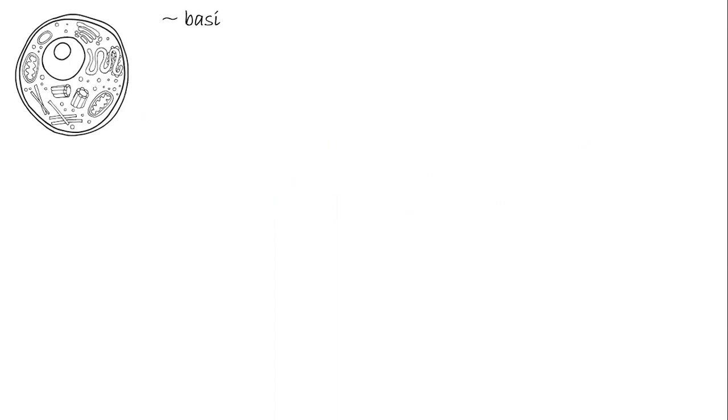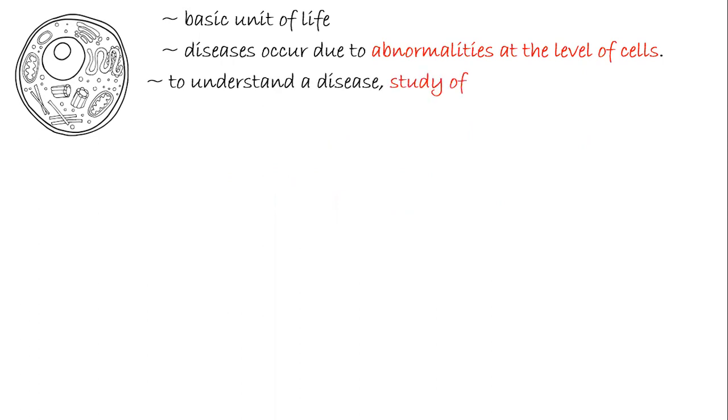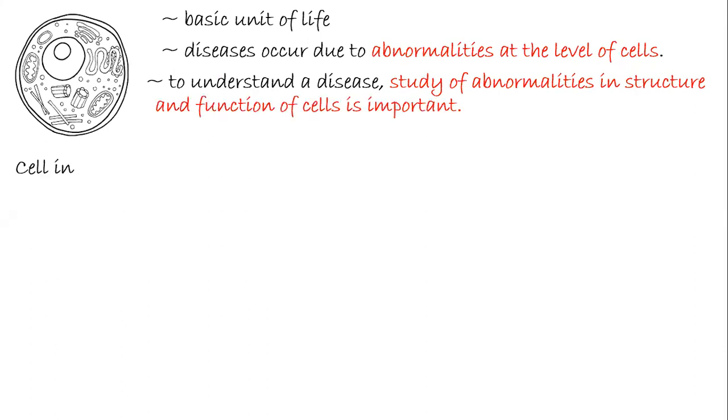Cell is the basic unit of life. Diseases occur due to abnormalities at the level of the cell. So we can say when there occurs cellular functional or structural abnormality, at that time it results into a particular type of disease. To understand a disease, study of abnormalities in structure and function of the cells is important. Cell injury occurs when there is loss of cellular function leading to disease.